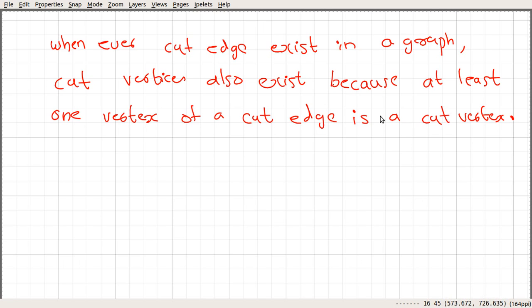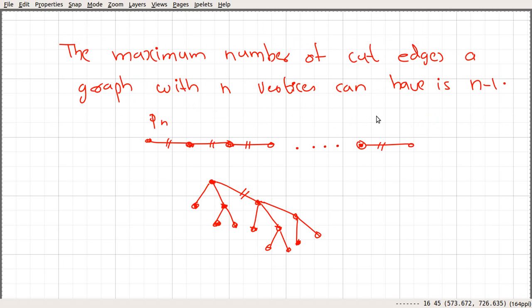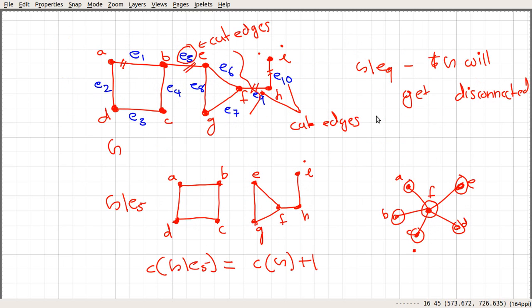Again, we will prove a statement related to this in a future video. So this says whenever a cut edge exists in a graph, cut vertices do exist, and at least one vertex of those cut edges is going to be a cut vertex. If you look at this particular example, this is a cut edge. Here, if you delete this vertex B, we can see that the graph will get disconnected.